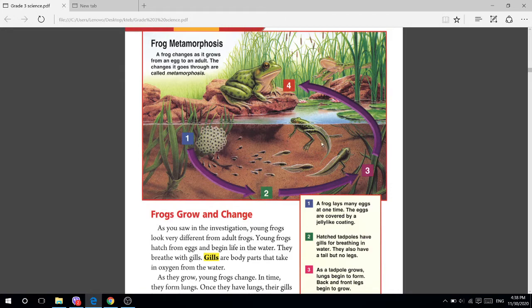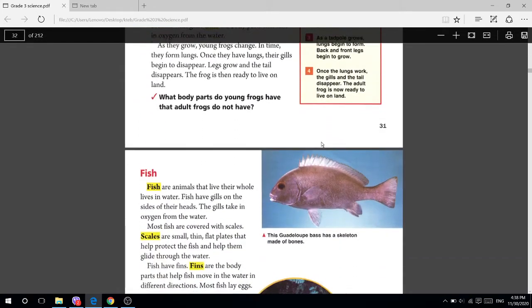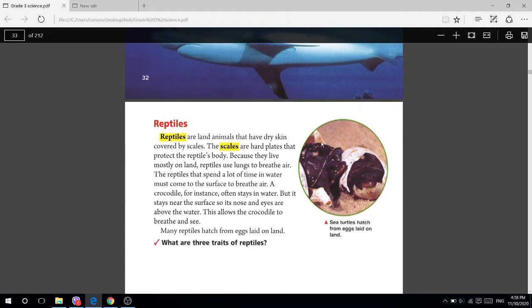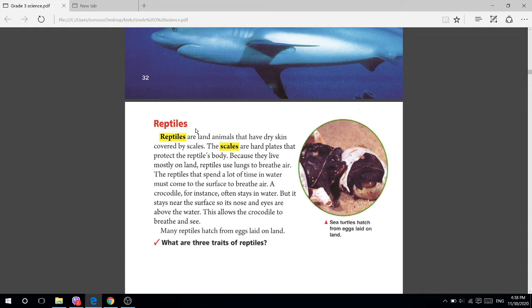Okay students, and now today we have a new topic. We have reptiles. Okay, reptiles. Look here in front of you, bring pencil and notebook. We will start the lesson.